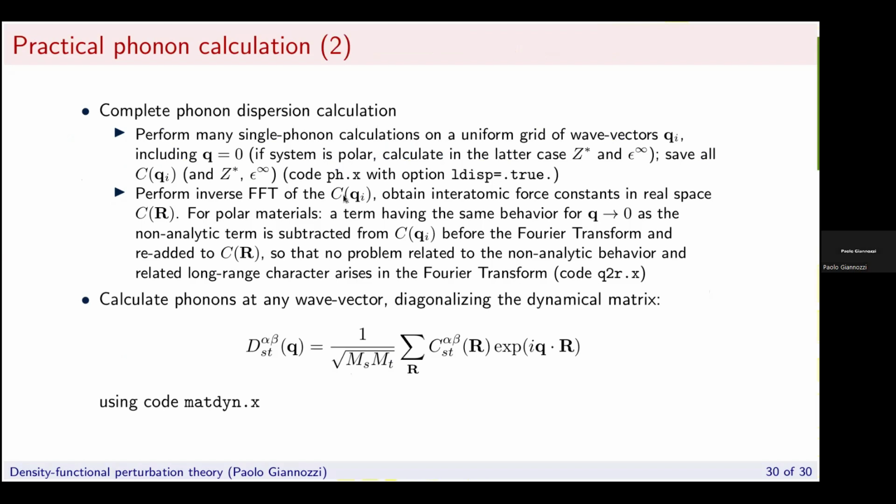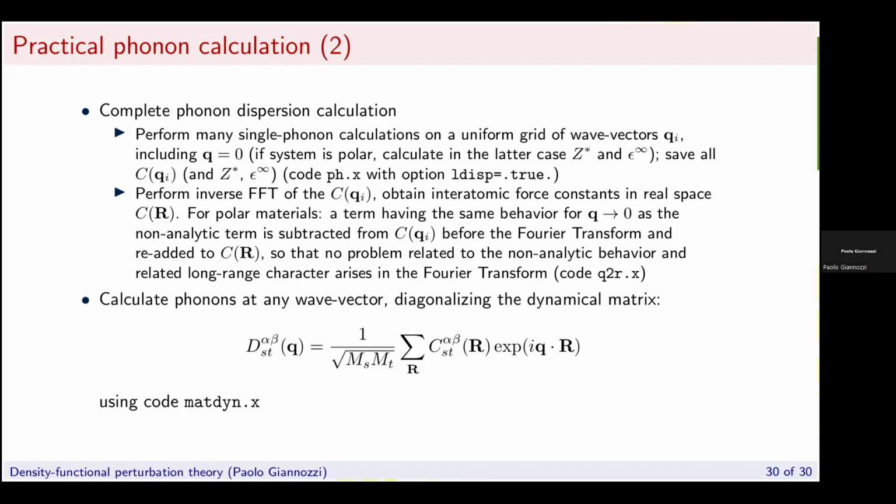For a complete phonon dispersion calculation, you have to instruct the code to perform a number of calculations on a uniform grid of wave vectors. You specify the uniform grid with exactly the same logic that is used to specify the grid of Bloch vectors. In case your system is polar, you specify that you want macroscopic electric fields as well. So the q equals 0 calculation will include the calculation of the macroscopic electric field.